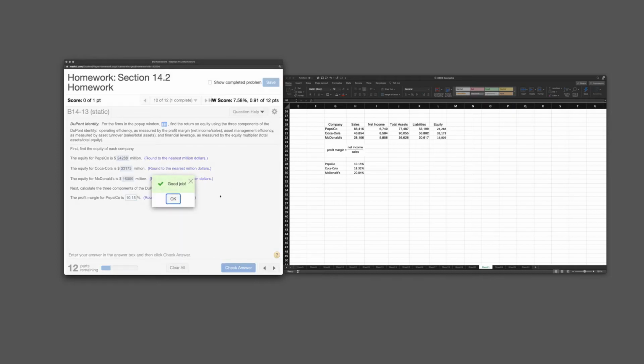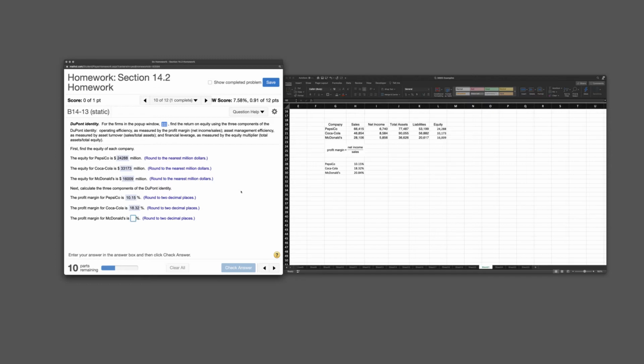Alright, so we have PepsiCo, Coca-Cola. Remember, this is that ability to control the costs. Okay, so how profitable are we? How much of our sales are flowing through to the bottom line? So it looks like McDonald's is quite profitable compared to the other industries.